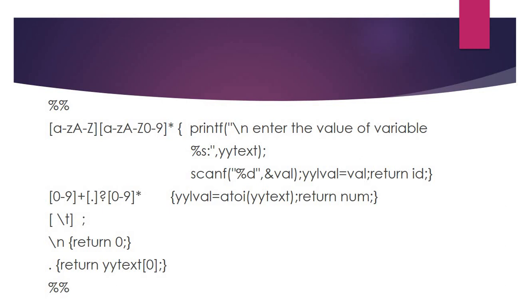So here if it is an identifier, it will match and the lexeme will be collected in the yytext variable. It's a predefined variable. Then immediately we need to read the value of the identifier. For that the scanf statement will be used. After that, that value we copy to yylval, so it can be used in the Yacc program. And if an identifier is recognized, we need to return the identifier token.